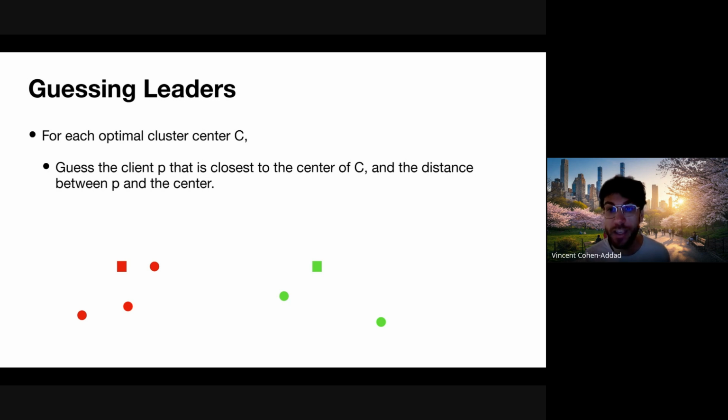And then you can also try to guess approximately, up to a 1 + epsilon factor, the distance between the leader and the closest center. And that gives you some balls, and that's very helpful. I'll tell you why. But basically, the number of guesses you're making here is some number of distances to the k and some number of clients to the k.